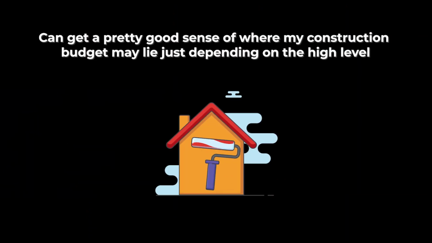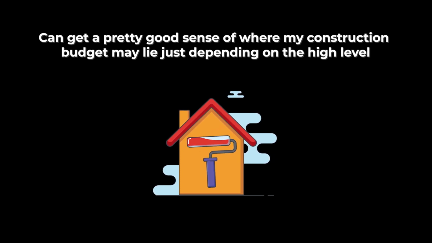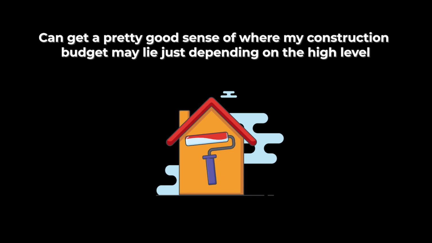Obviously, when you're first underwriting deals, you haven't walked the property, so you can't fine tune an exact number, but roughly I can get a pretty good sense of where my construction budget may lie at a high level. If I know I'm doing kitchen and bath turnovers and I'm in Boston, I'm probably spending about 15,000 bucks a unit. Boom, I can underwrite that as a rough rule of thumb.